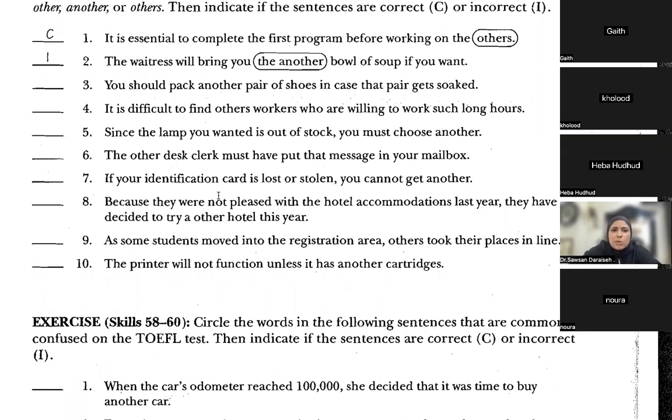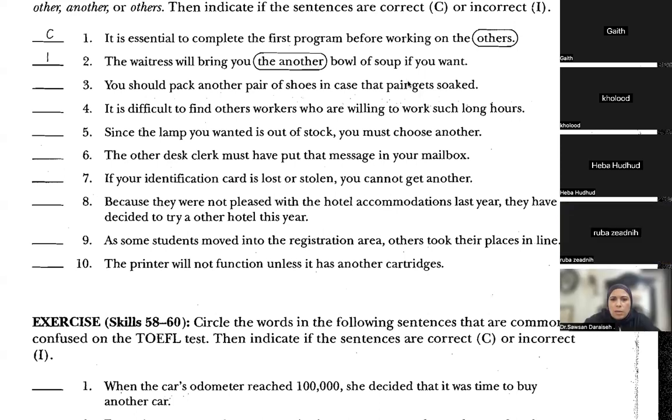So because they were not pleased with the hotel accommodations, ما انبسطوا, guys. ما ارتاحوا بالaccommodations اللي هي the water services, whether the hotel is clean or not, the food service, whatever, different kinds of services that you get at the hotel. They were not pleased with that. That's what the accommodations are. All right. When they went last year. So what did they do? They have decided قرروا this year to try another, not other. This is wrong. Even look at how A with O is wrong. Another. So we switch this to another hotel this year, okay?